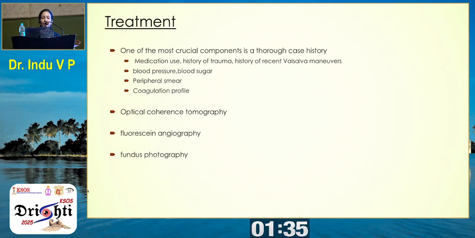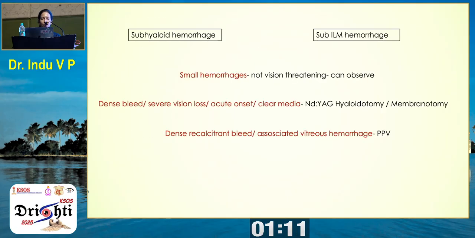Now, coming to treatment, before you think about treatment, you have to take a thorough history, that is regarding medication use, history of trauma, or performing a Valsalva maneuver, history of using anticoagulants. Then you can do a systemic examination, including a peripheral smear and coagulation profile, and do multimodal imaging, including OCT, fluorescein angiography, and ICG angiography if required, as well as fundus photography. Now, how will you treat?